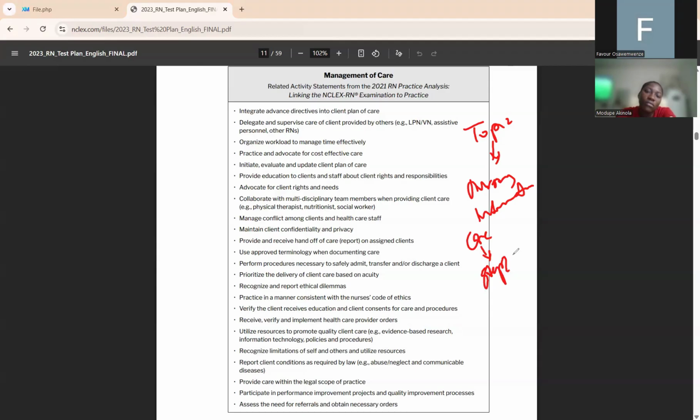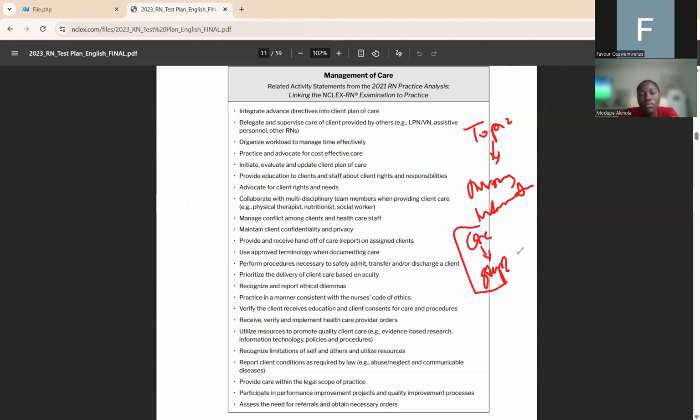If they ask you, how do you insert a urinary catheter? You start listing in steps. How do you delegate? You list in steps. Topic is just nursing information, but care comes with steps. So when they say integrate advanced directive into the client plan of care, there's a step. Now, NCLEX will write the question related to that care understanding. So if your studying is related to only nursing information, the question will be difficult. Why? Because you don't understand the care involved.